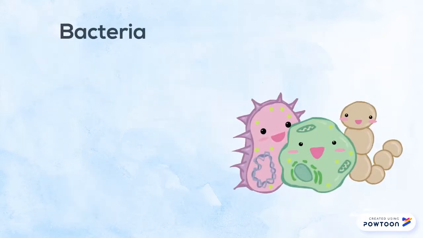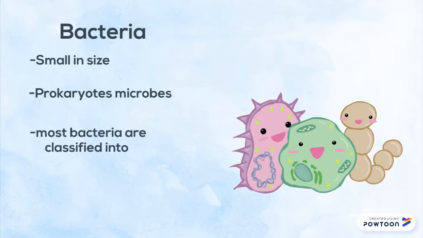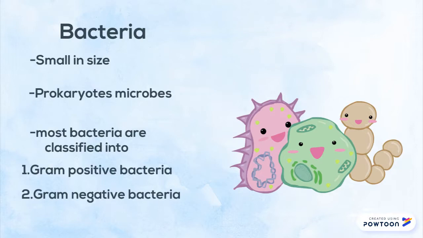Now we are going to talk about bacteria. Bacteria are small in size, as we cannot see them with our naked eyes. They are prokaryotic microbes as they don't have any membrane-bound nucleus and mitochondria. Bacteria are mostly classified into gram-positive bacteria and gram-negative bacteria.